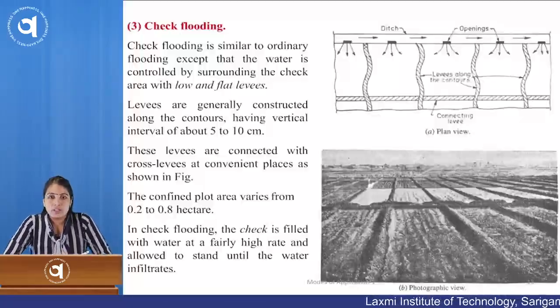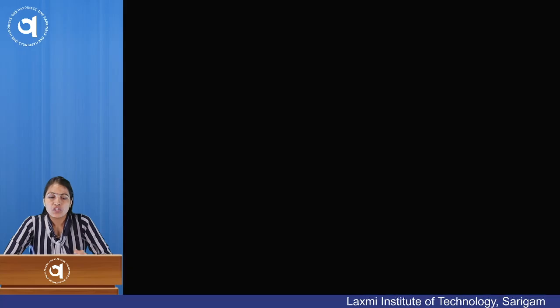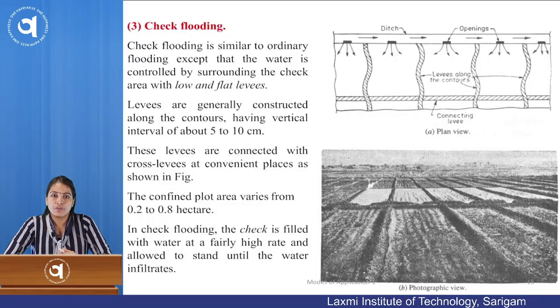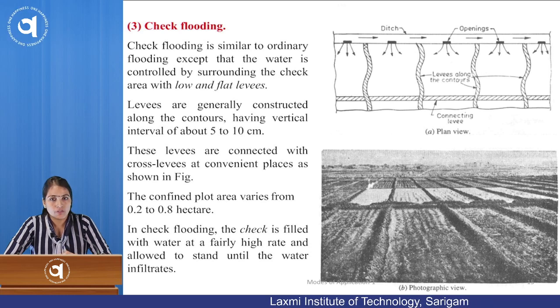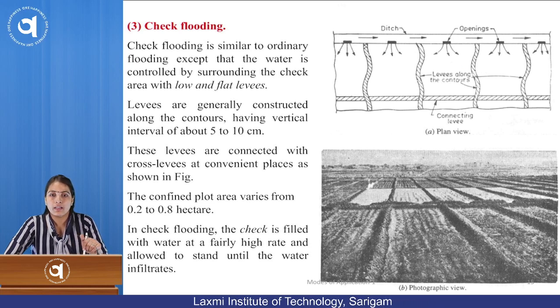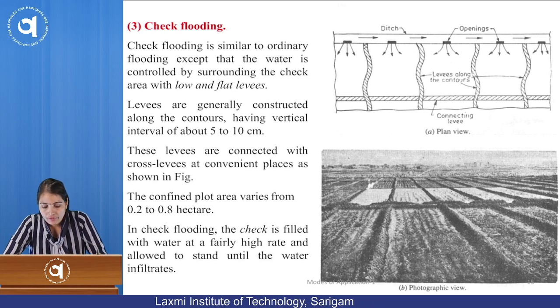Check flooding. So what do you understand by check flooding? Check flooding is similar to the free flooding, but here some control of water is available. Our land we have to divide into small plots. Over the entire area we have to divide into small plots. This check flooding is similar to ordinary flooding, except that the water is controlled by surrounding the check with the low or flat levees.